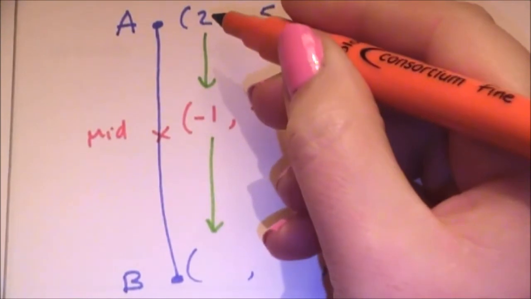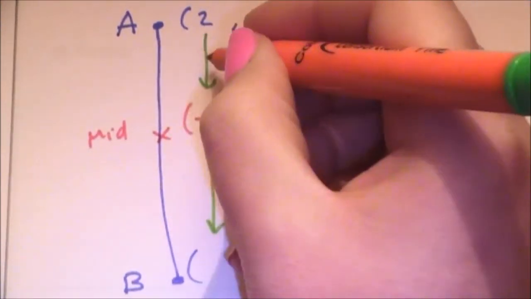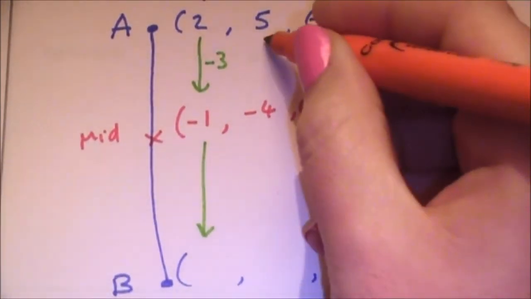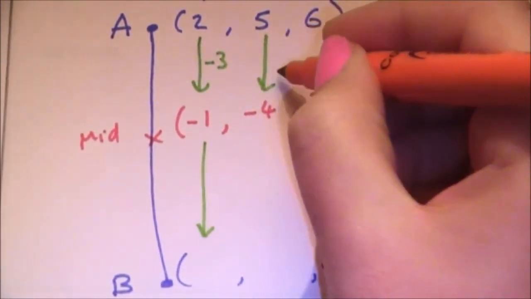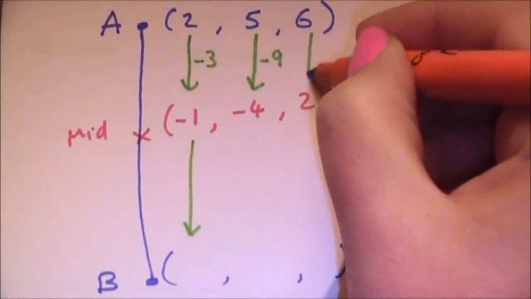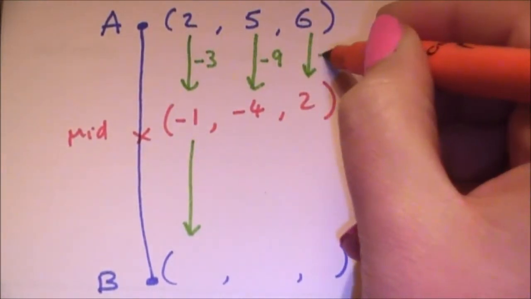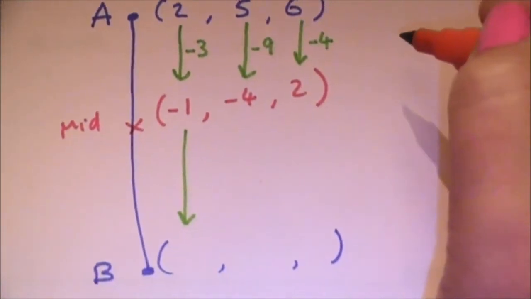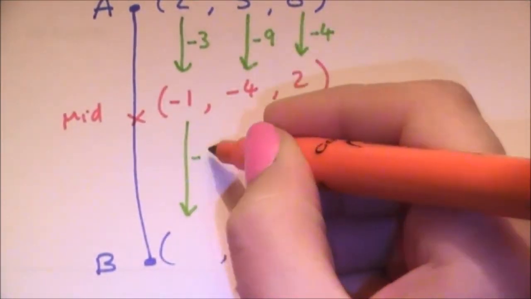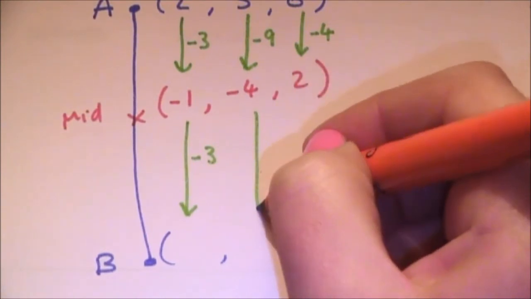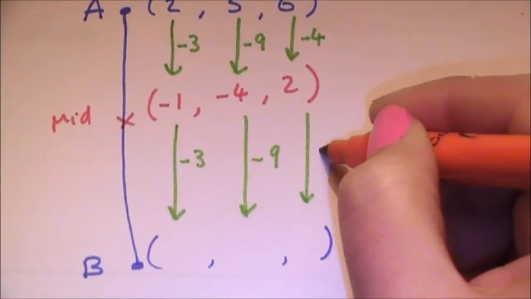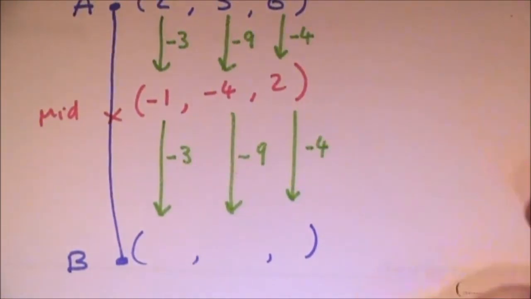So how would I go from 2 to -1? Well, I would subtract 3. How would I go from 5 to -4? I would subtract 9. And how would I go from 6 to 2? I would subtract 4. So that was the first leg of my journey to the midway. Now I need to go all the way, so I'm going to subtract my 3 again, I'm going to subtract my 9, and I'm going to subtract my 4.